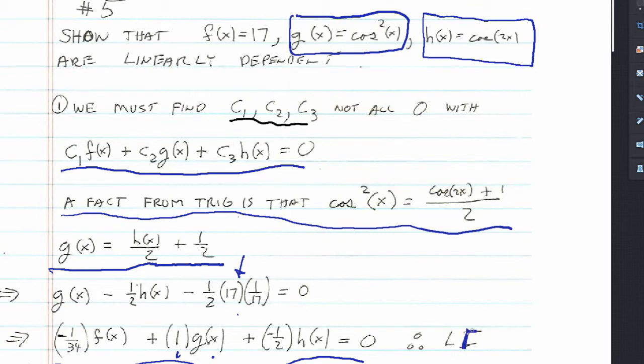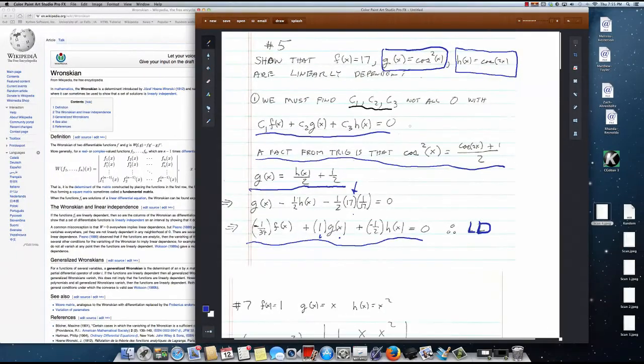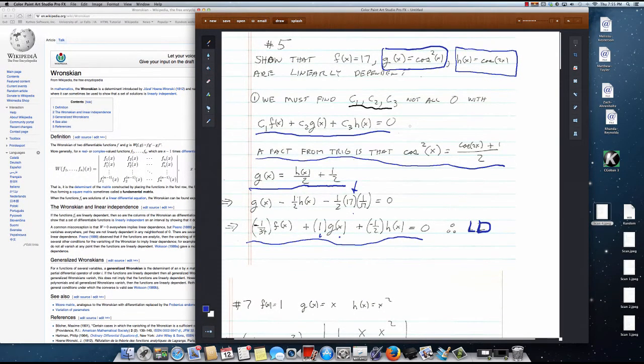these are linearly dependent. What we're usually looking for in differential equations is a collection of linearly independent solutions, so that we can try to write down the general solution to the differential equation, as we will see later. Okay, let's look at number 7.